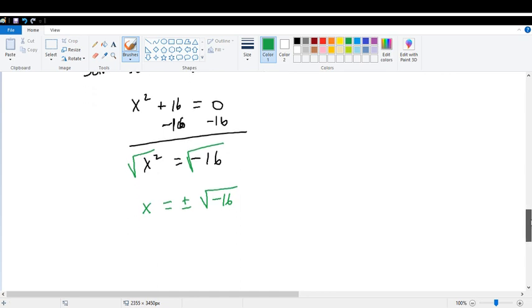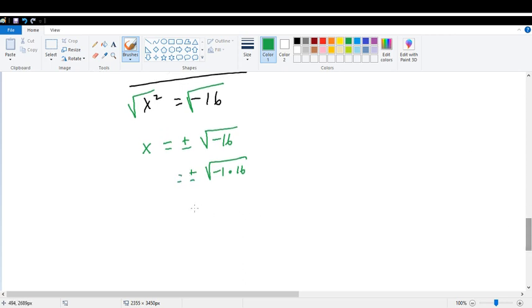Well, the root of negative 16, I know it's not going to be a real number. I know it's going to be an imaginary number, so I could say negative 1 times 16. And you already know that the root of negative 1 happens to be i. And the root of 16 is 4. So your answer is plus or minus i4, or plus or minus 4i. That would be your answer.